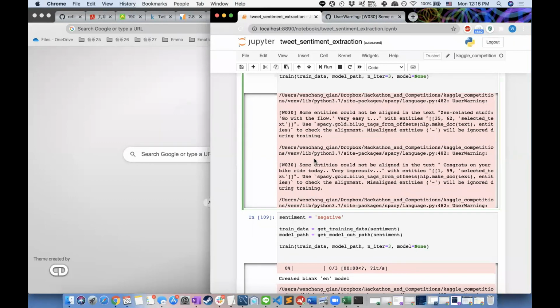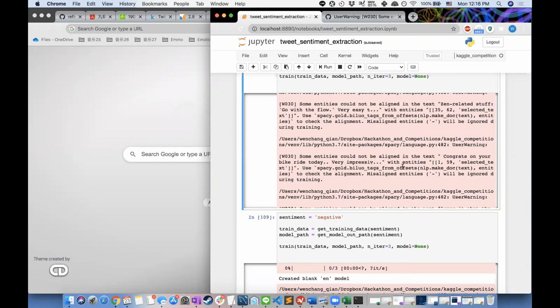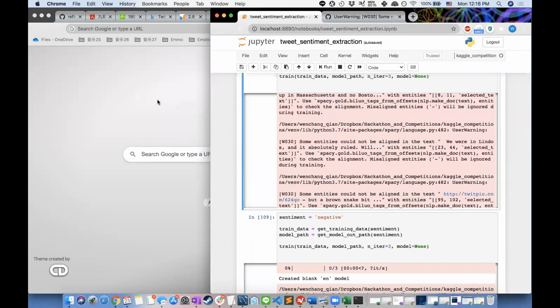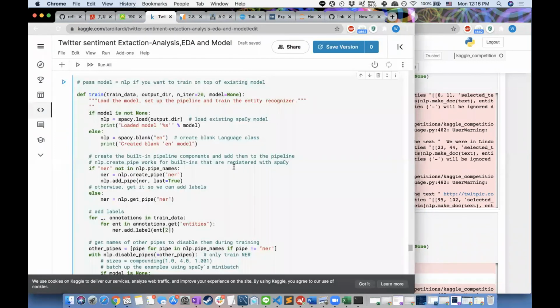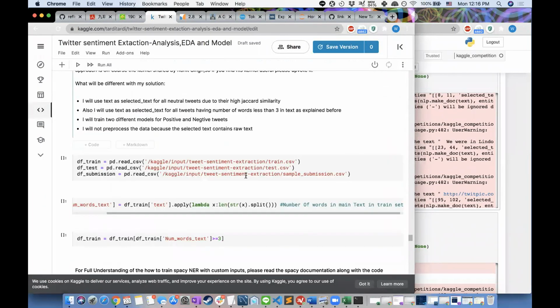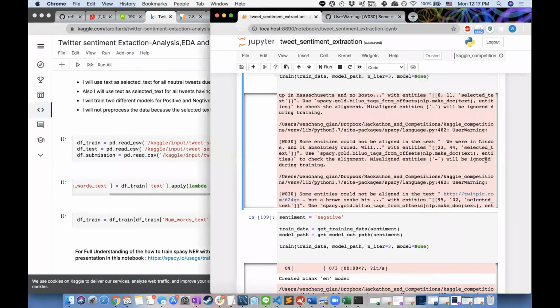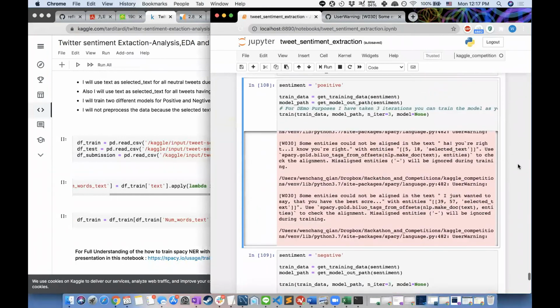Oh, okay. So show me the error or whatever it is. It's a warning: some entities could not be aligned in the text. That's new. So you guys didn't run into this? Getting the spacing in. No, I haven't. This is my notebook, the original? Yeah, I was just basically copy pasting some of the code. And I've never seen that error. Okay. No worries. I wonder what that means.